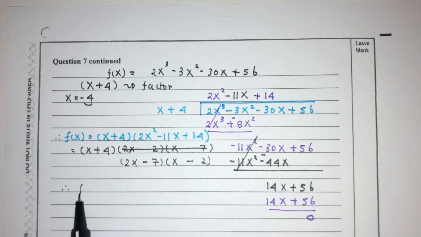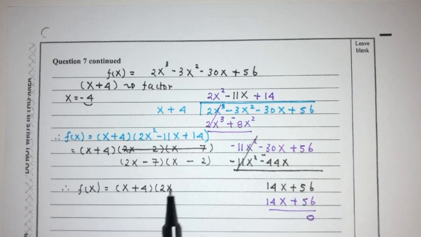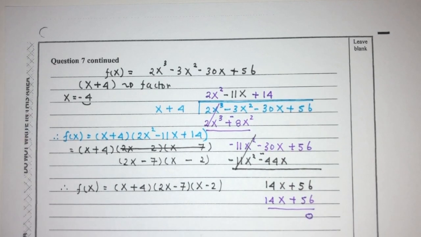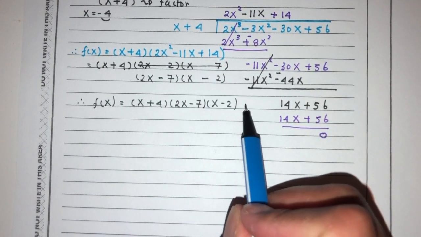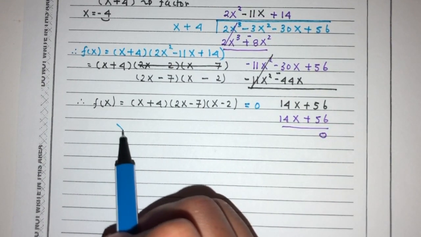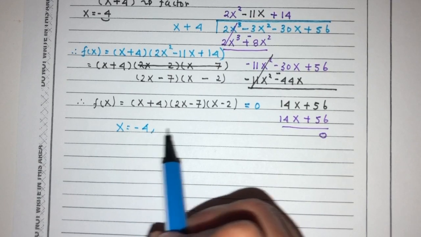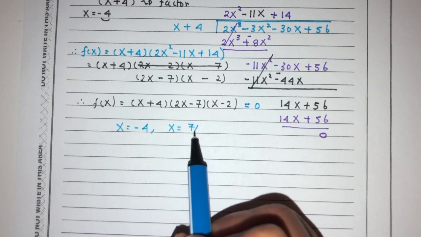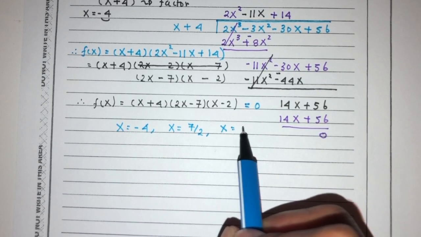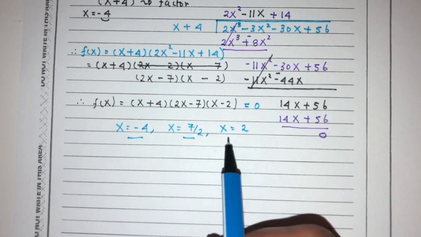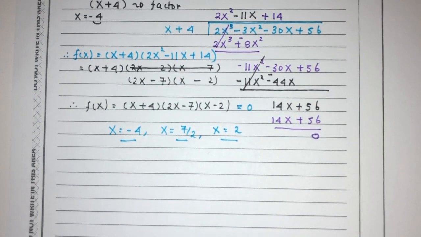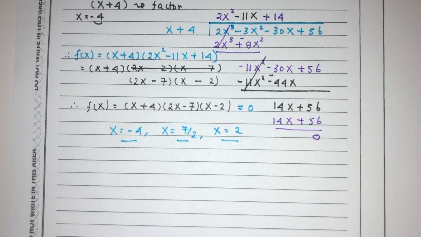So we have seen that f of x is equal to x plus 4, 2x minus 7, and x minus 2. That will be the other way of writing f of x. Now we have to equate that to 0 to find the solution. So x can be minus 4, x can be 7 over 2, and x can be 2. These are the solutions for that question, and that is your question number 7.